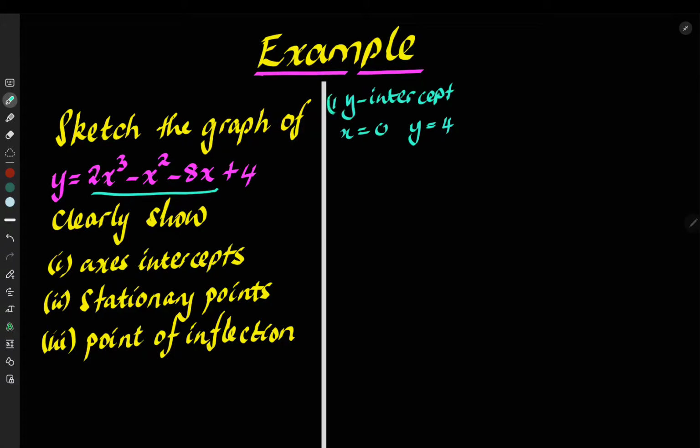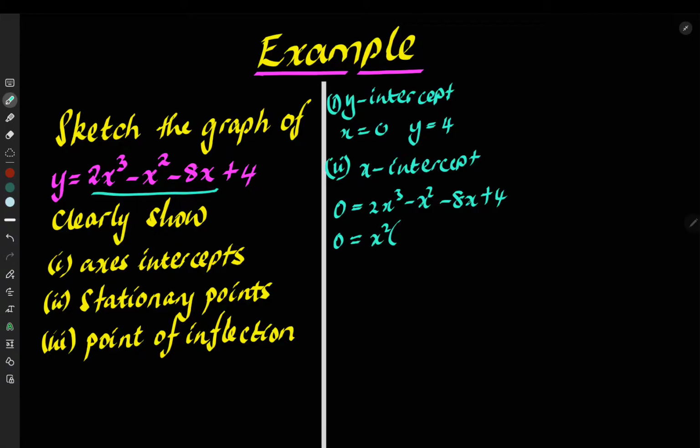Then the second thing that you need to determine is the x-intercept. First the y-intercept and then the x-intercept. And remember, at the x-intercept, we let y equal 0. So 0 equals 2x cubed minus x squared minus 8x plus 4. Then you can solve this. You can simplify: 0 is equal to, in this case, we factor out x squared at the beginning. Then we are left with 2x minus 1.